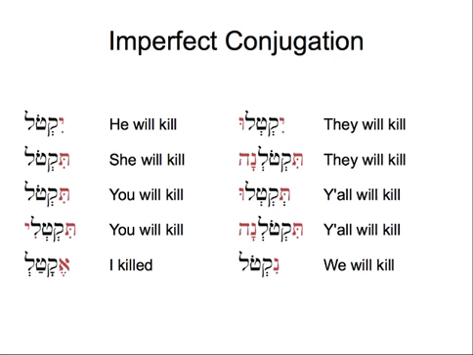Here's the full imperfect conjugation: yiktol, tiktol, tiktol, tiktoli, ektol, and so on and so forth. You can see that with the imperfect conjugation, it does actually differentiate between the third person masculine and feminine plural. Again, you shouldn't worry about that too much because Logos is always going to give you the conjugation. This is just for your information, so that you can see these prefixes and some suffixes going on the imperfect conjugation.